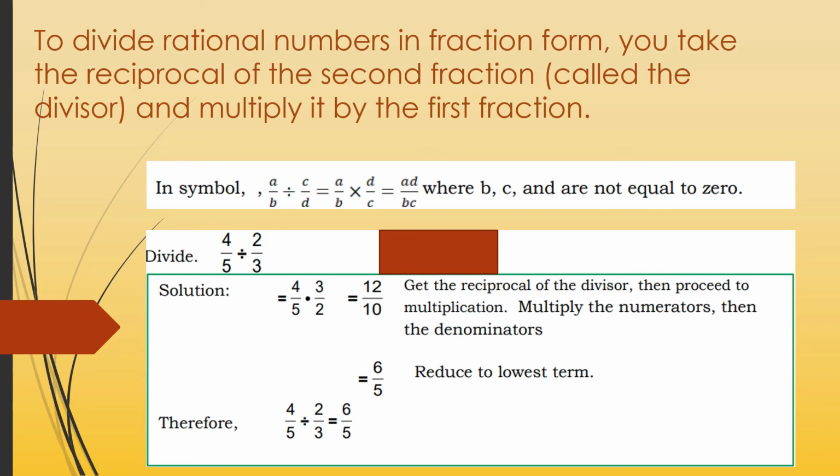Our answer is 12 over 10, but then they have a greatest common factor, which is 2. 12 divided by 2 is 6. 10 divided by 2 is 5. But then 6 over 5 is an improper fraction, wherein when we say improper, the numerator is greater than the denominator. So this is 6 over 5, or we can reduce our answer as 1 and 1/5.